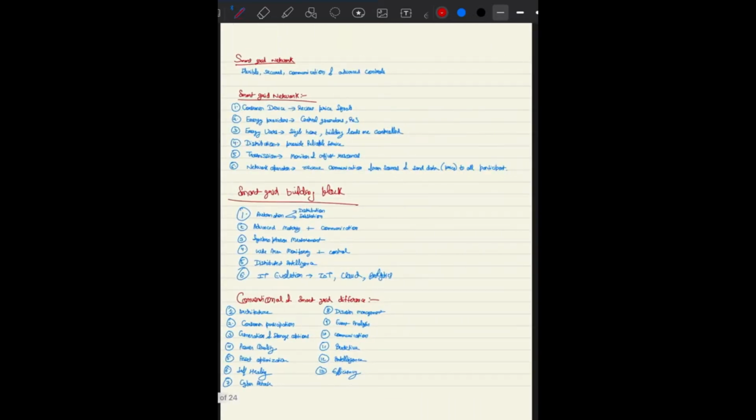After that, the next part of our lecture is smart grid network. First of all, why do we need our smart grid network?